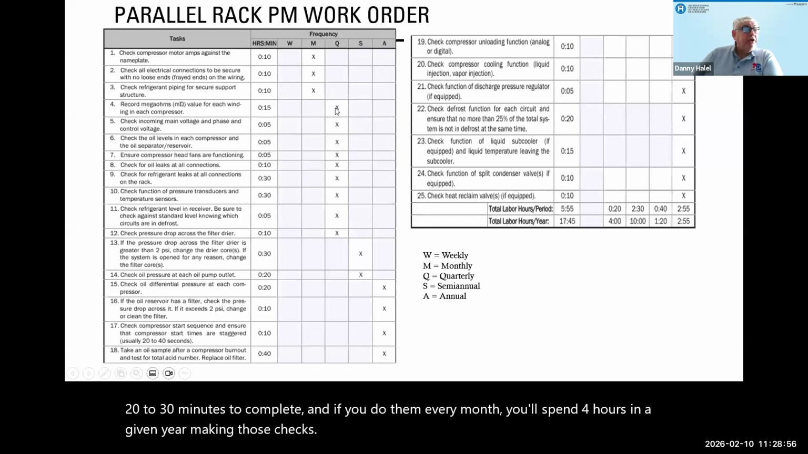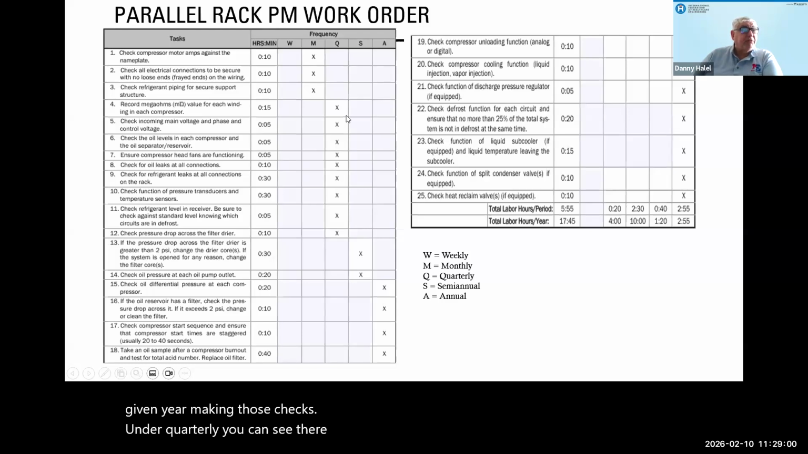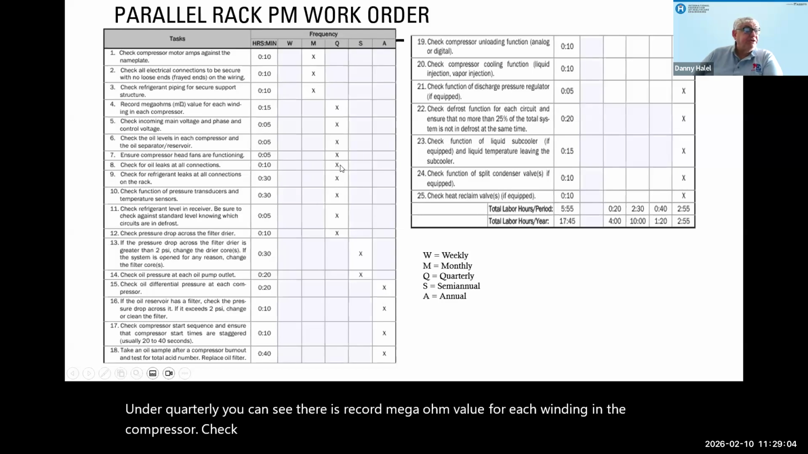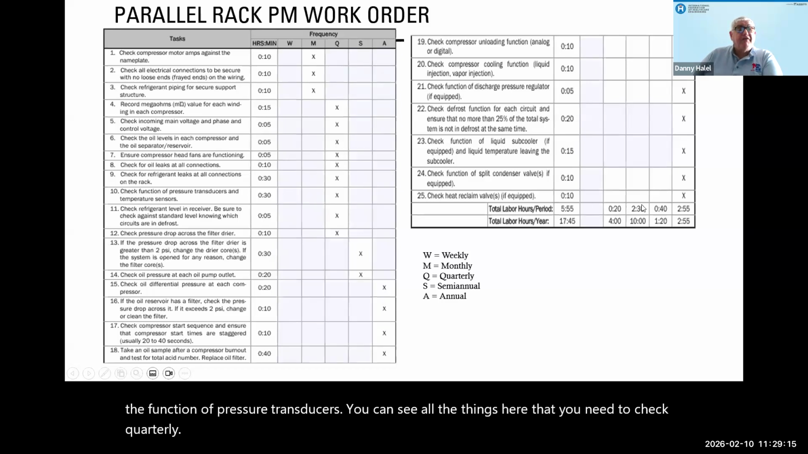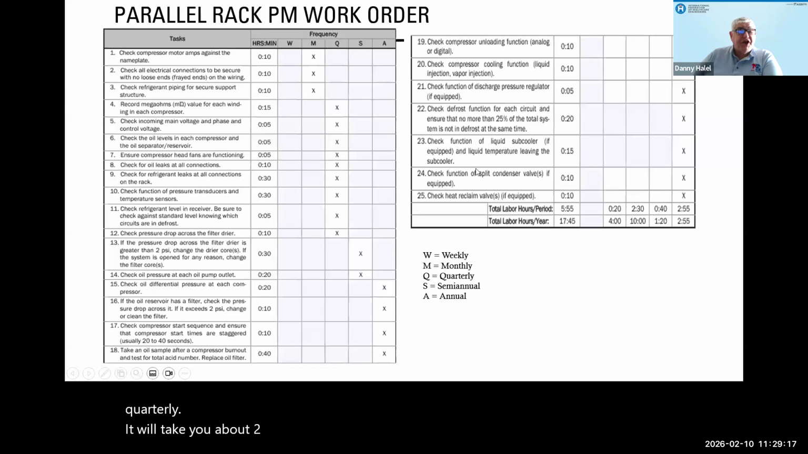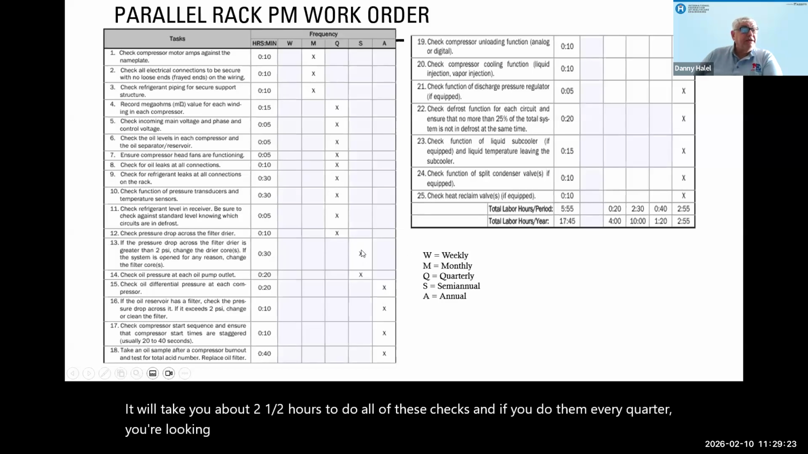Under quarterly, you can see there is record mega ohm value for each winding in the compressor, check the oil levels, you can check oil leaks at all the connections, you can check the function of pressure transducers, you can see all the things here that you need to check quarterly. It will take you about 2.5 hours to do all of these checks. And if you do them every quarter, you're looking at 10 hours worth of work over a given year.